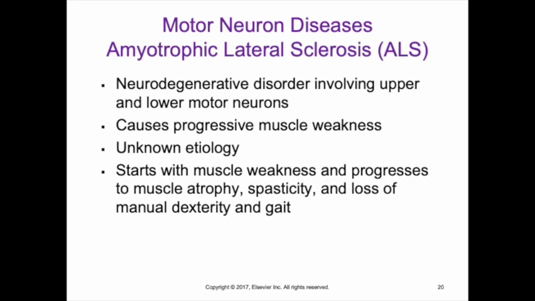What are you going to see clinically in your patient? You may see focal muscle weakness beginning in the arms and the legs, and then it will progress to muscle atrophy. 60% of individuals have a spinal form of the disease, and this is what you would see. Also with a spasticity and loss of the manual dexterity as well as gait.